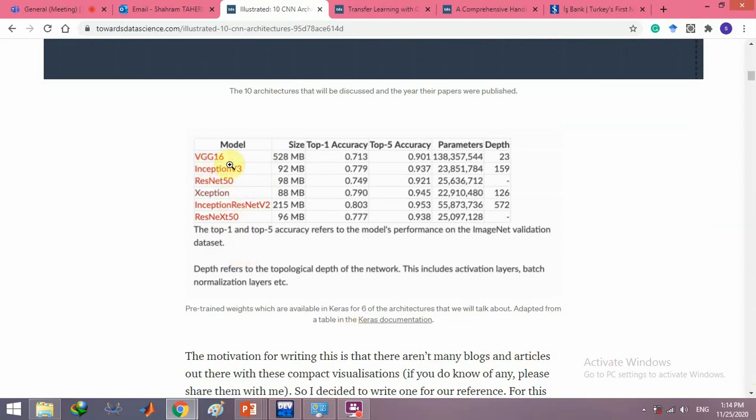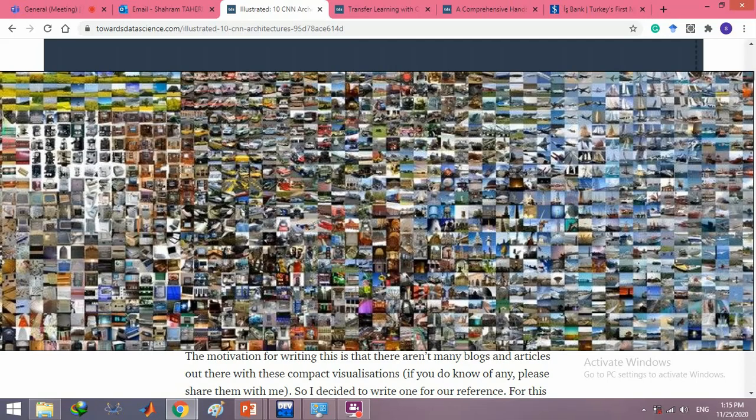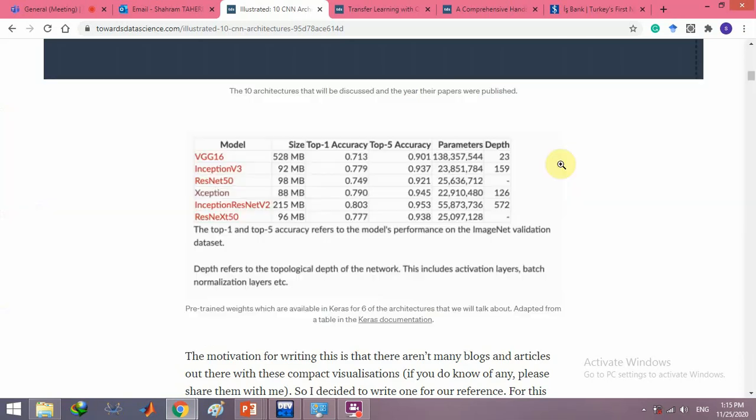For example, the VGG16 model on the hard disk takes 528 megabytes, and this is the accuracy of this system over the ImageNet dataset. As I told you, ImageNet is a very huge dataset with millions of images, organized in 1000 categories. In one competition, different participants proposed their architectures in order to classify the images in this dataset.